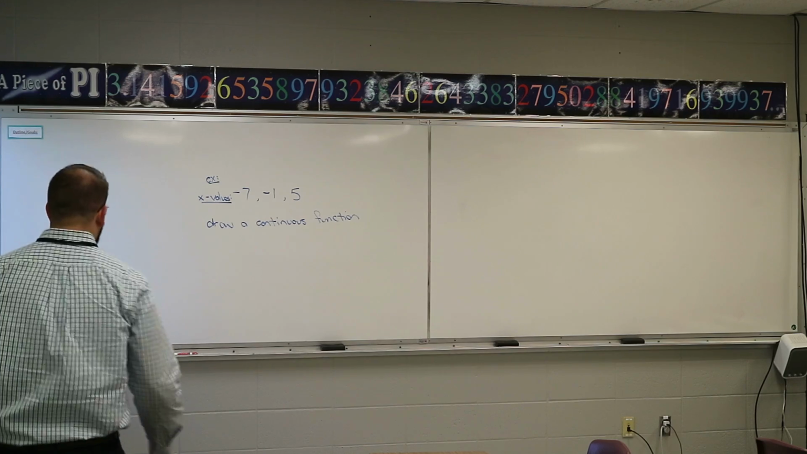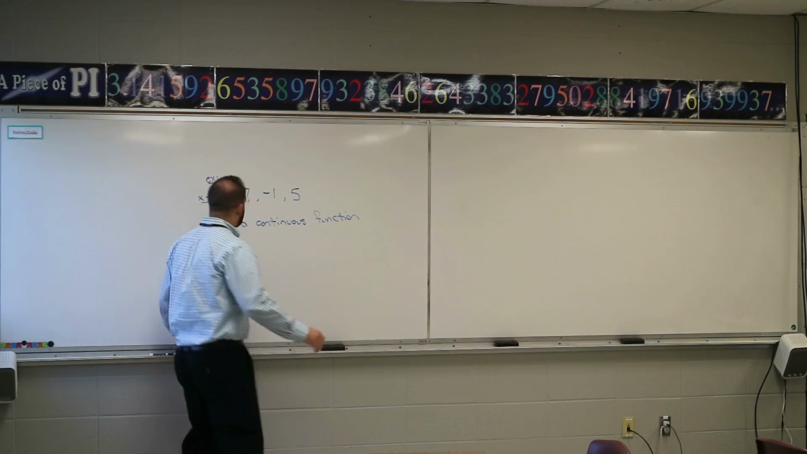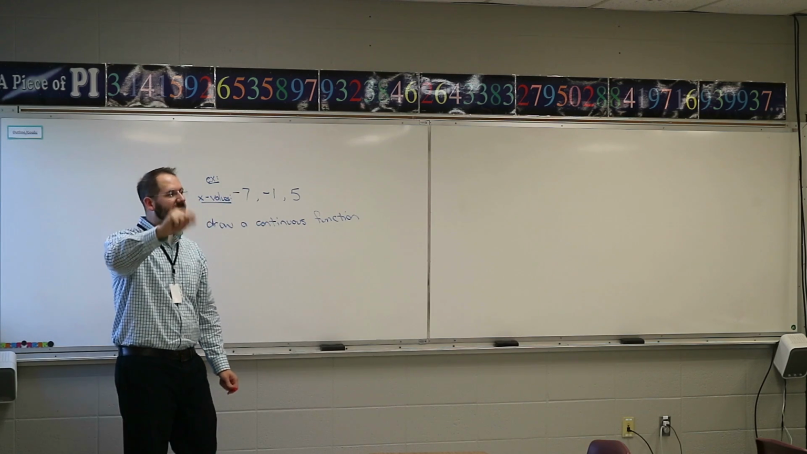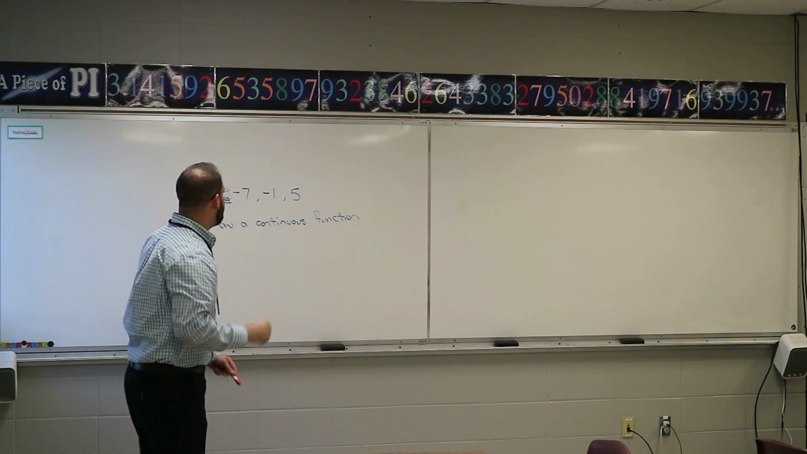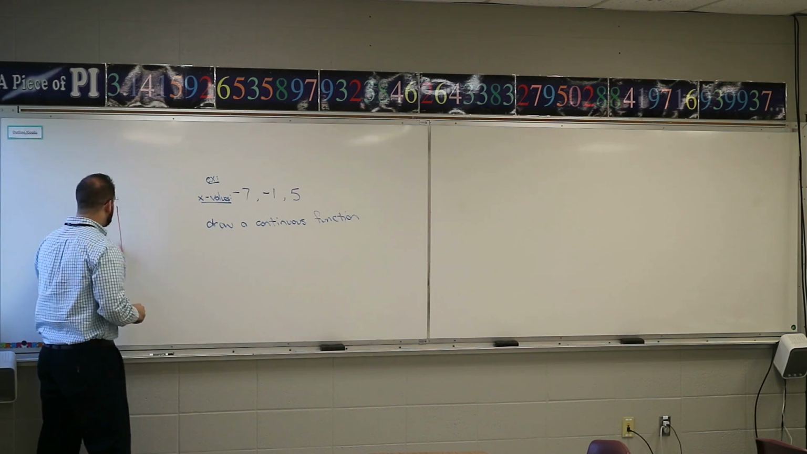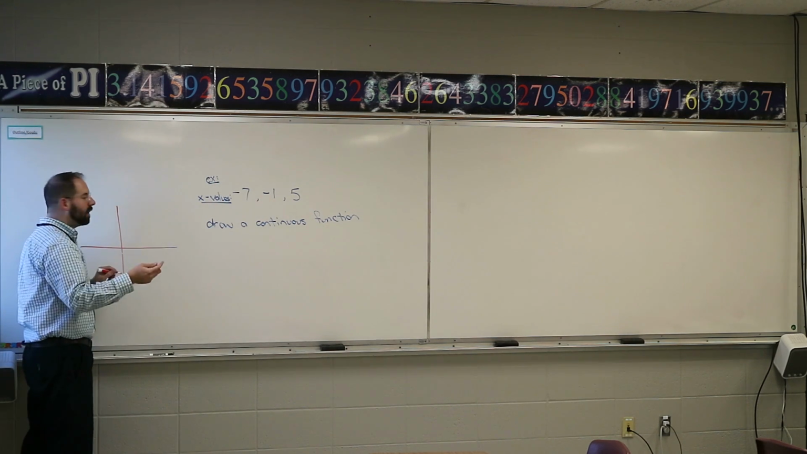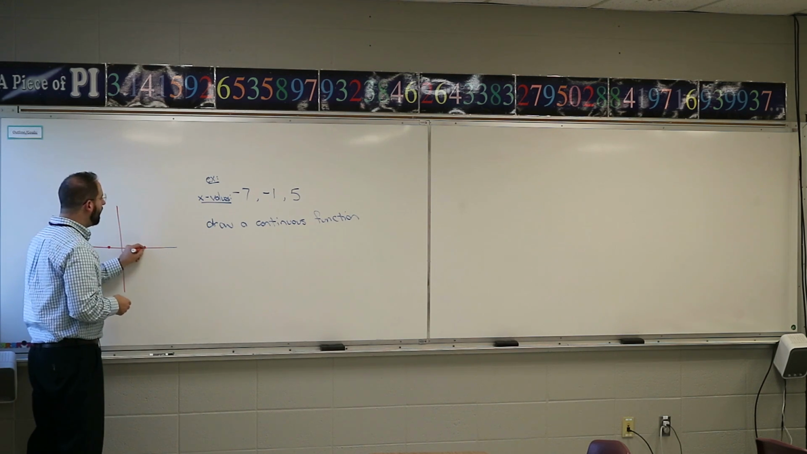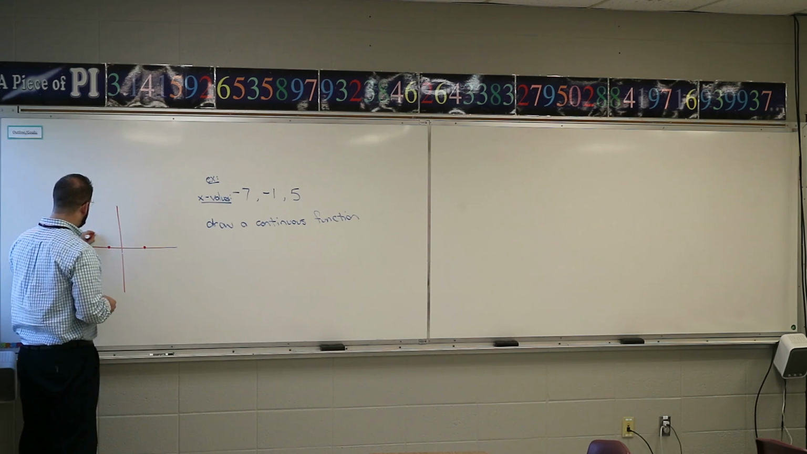Real quick, we graphed -7, -1, and 5, correct? Now, what this should look like. I don't mind which direction you start with, up or down, it really doesn't matter. So -7, -1, 5, it should maybe look something like this.